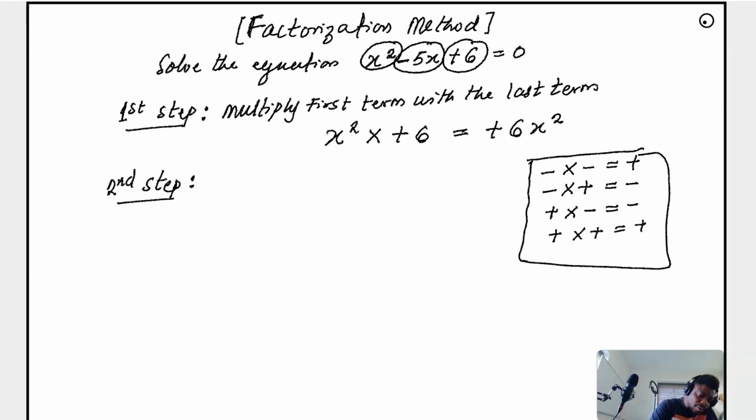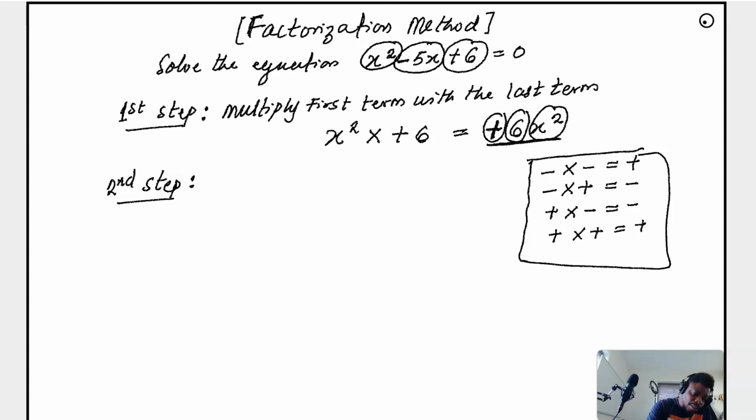Now, second step here is talking about what we have gotten here. What we have gotten here is also 3 things. First one is plus. Second thing here is 6. And the third thing here is x squared. You see that? So now, let's start with the first one, plus.